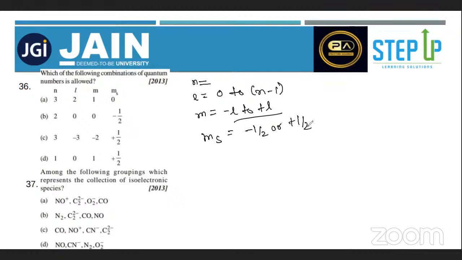So based on this, for the first option, this 0 is allowed. But they're asking which combination of quantum numbers is allowed. This cannot be allowed, because if L is 0, the only value m can take is 0. It can be minus L to plus L, so 0 means it will stay as 0. Now further, you see here 3. If it is 3, this is also not allowed, because it can only be up to 2, that is n minus 1.